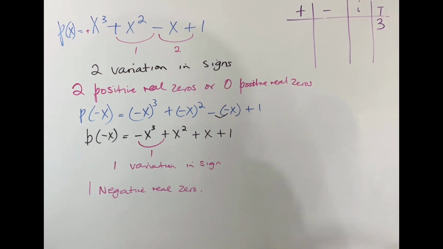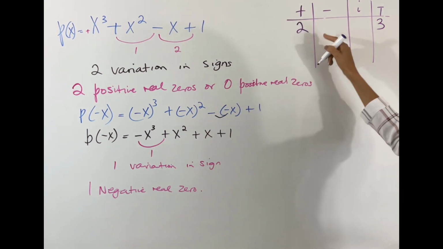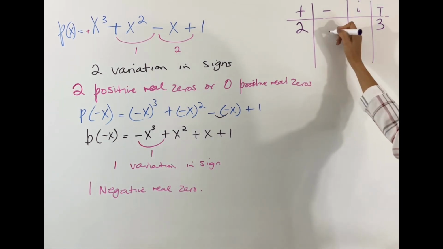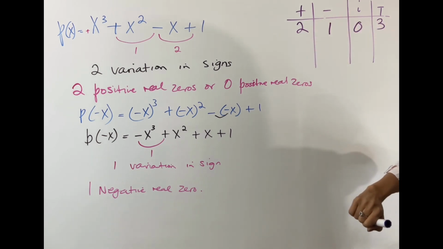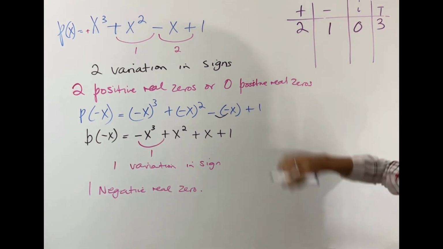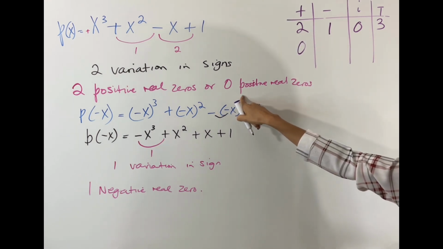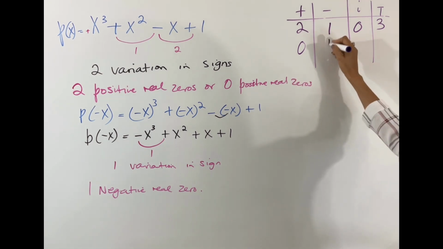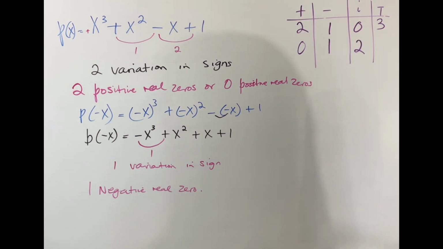So for the first one, because we did the variations in sign here, we know that we can either have 2 positive, and if we have 2 positive and we also know that we have 1 negative here, then we will not have a complex number. Or if we have 0 positive and we have 1 negative, then we will end up with 2 complex numbers.